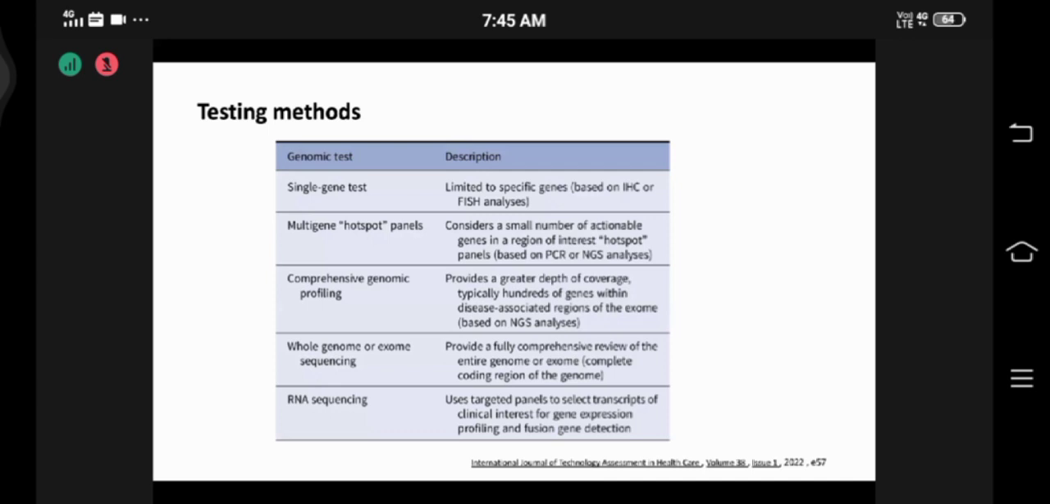Now, suppose I send a Foundation One, FMI test. What is it? It's a comprehensive genomic profiling. It's looking at all the 500 odd genes which are known to be important for cancer, and we are looking at all of those genes in as much depth as possible. Now, again, there are different types of comprehensive genomic analysis, and that goes into more depth of why some tests pick something up and why some tests don't.